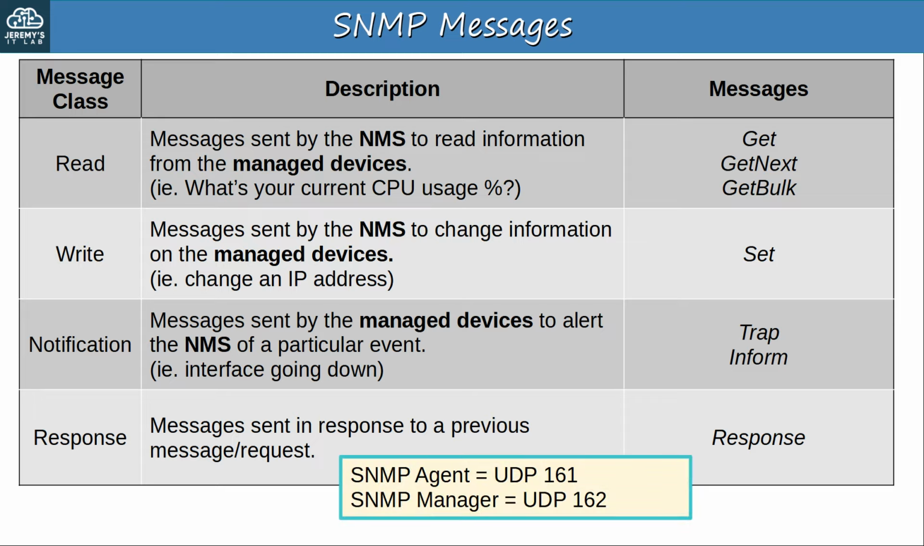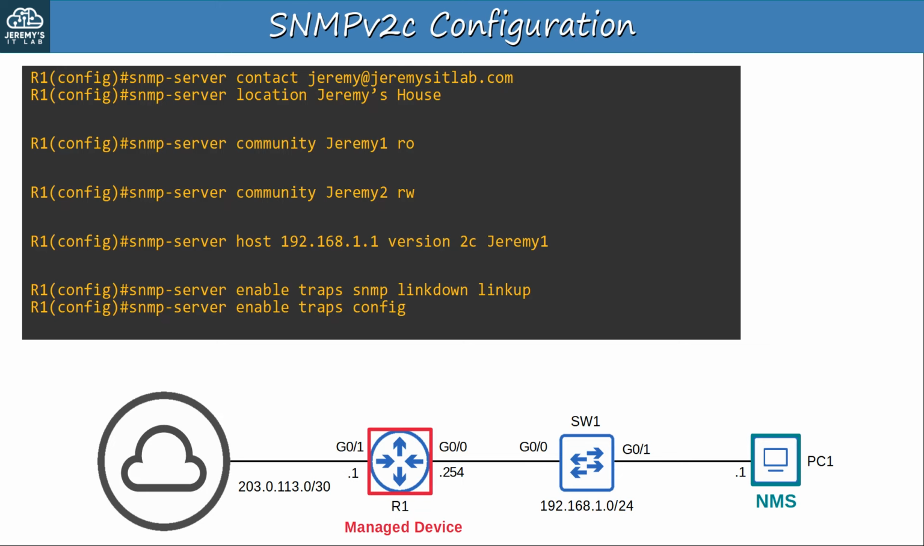I mentioned these port numbers in the Day 30 video on TCP and UDP, but SNMP agents listen for messages on UDP port 161, and SNMP managers listen for messages on UDP port 162. Make sure you remember those port numbers. Now let me demonstrate some basic SNMP configuration. As I said before, SNMP configuration isn't mentioned in the exam topics list, but I think getting a bit of hands-on practice is always helpful, so let's try it out.